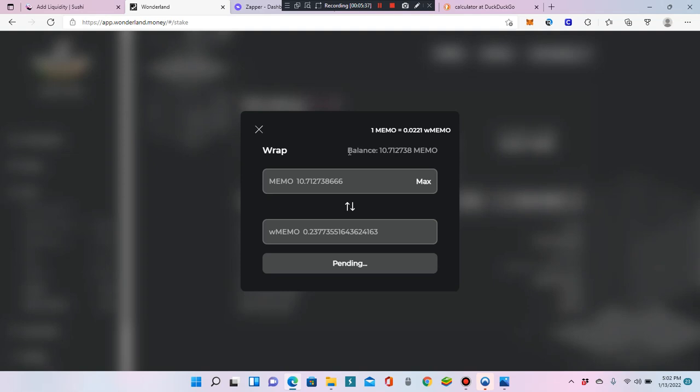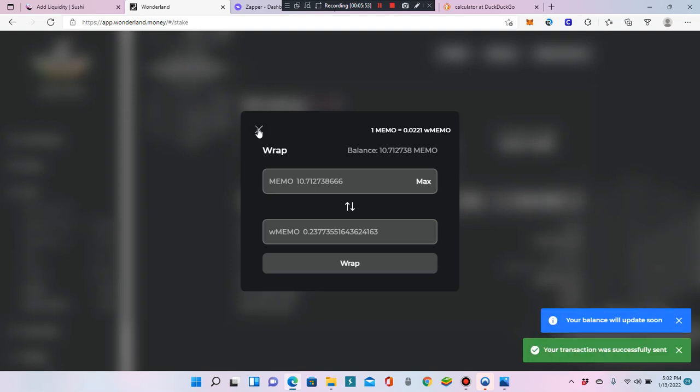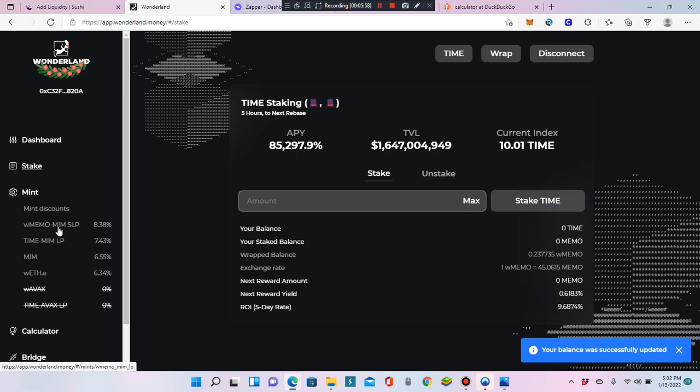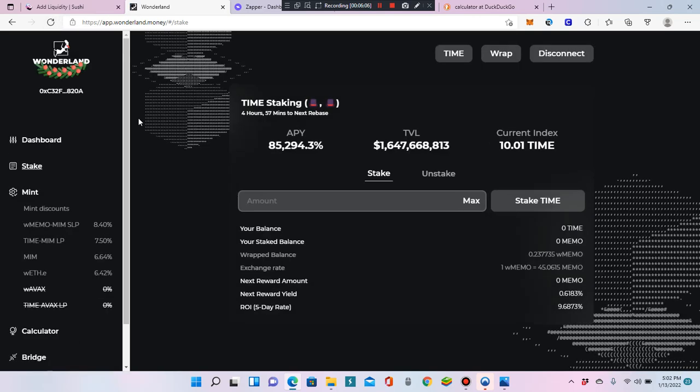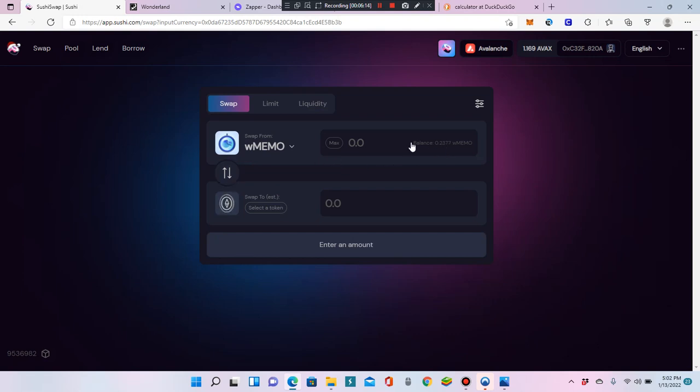Okay, this is pending. So I'm going to go in and turn half of this wrapped memo into MIM, the stable coin for Wonderland, and I like it. We have to do it for MIM anyways because that's the liquidity pair. Oh, it's going down, you guys. Okay, I better get faster at this. So all right, that's Wonderland. So let's go and see what we have here.